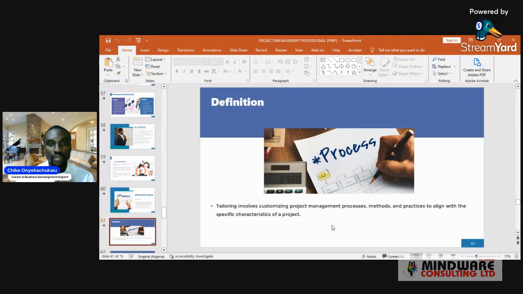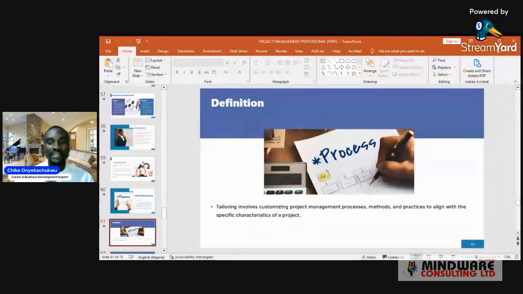So what is tailoring? Tailoring involves customizing project management processes, methods, and practices to align with the specific characteristics of the project. Right? So it has to do with customizing the processes. In project management, we'll have 1,000,001 processes. All right. We usually say a project is a process of processes.